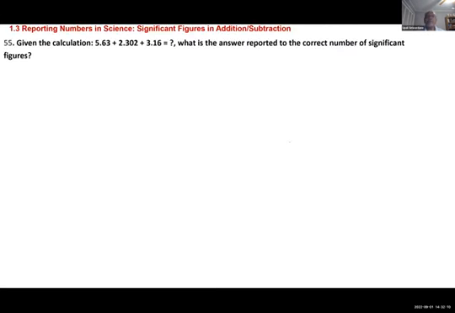Now we're going to talk about addition and subtraction in calculations, reporting numbers in science, significant figures in addition and subtraction. You have to add all these numbers.